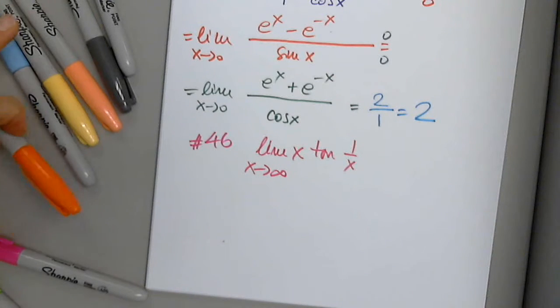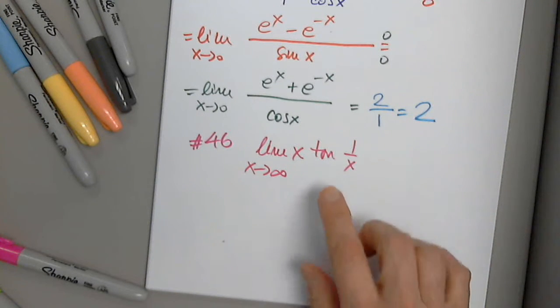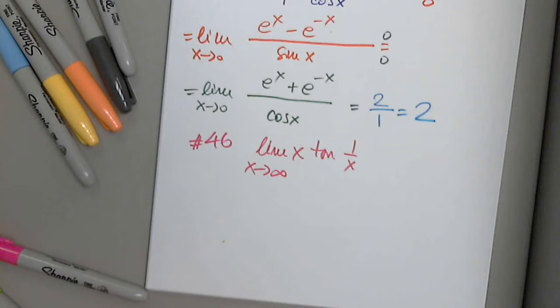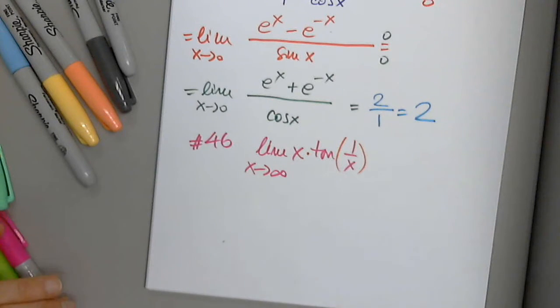Okay. Is that tan? Yes, tangent. So tangent of 1 over x, and this is x times tangent applied to 1 over x. Let me check. Tangent applied to 1 over x. If you want to put it in parentheses, you can, if that's better. Good. So now let's try.